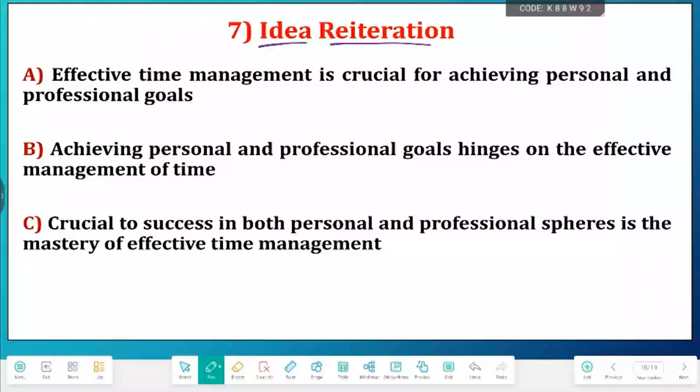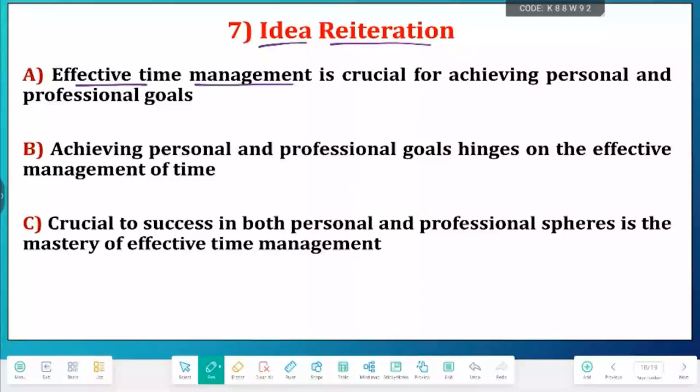Rohit Sharma is the best batsman. There is no better batsman than Rohit Sharma. It is very hard to find someone who can beat Rohit Sharma's batting. So in all the three statements, maine kya kiya? Usi idea ko reiterate kiya. Usi idea ko maine fir se dohraya. That is nothing but idea reiteration. You'll find the same idea being reiterated in different ways. We'll look at it through an example.